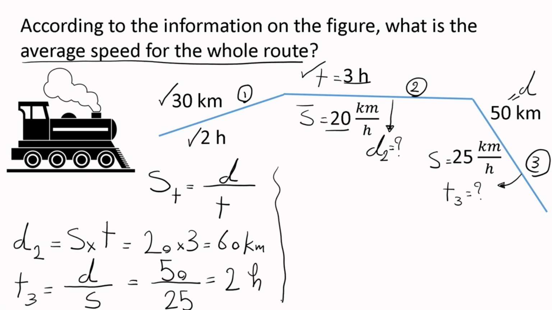So I have everything that I need and I'm going to replace that in this formula. So average speed of the whole route is equal to, I want the D of the whole route. The D of the first part, distance of the first part is 30. Distance of the second part, I didn't have it, but I just calculated it, right? Here is 60 kilometer plus 60. And for the last part, it is 50.